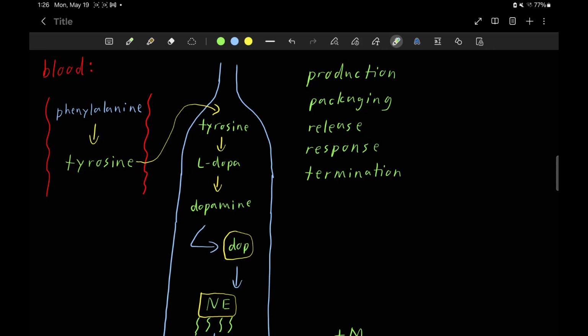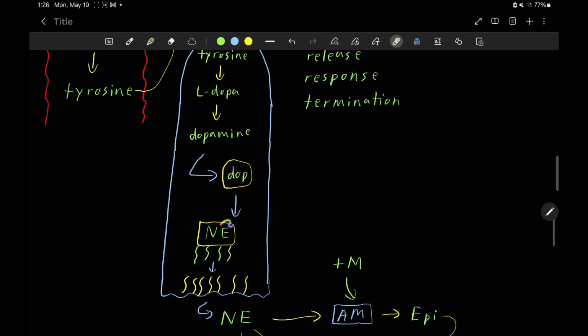So first is production. Your phenylalanine is a chemical in your blood, which is turned into tyrosine, transported into your neuron, turned into L-DOPA, which is decarboxylated and turned into dopamine. And then dopamine is packaged inside your vesicle. Then dopamine can be turned into norepinephrine, depending on whether your neuron is a dopaminergic neuron, then the pathway will stop here, or if it's a noradrenergic neuron, then it will continue, and dopamine will be turned into norepinephrine.